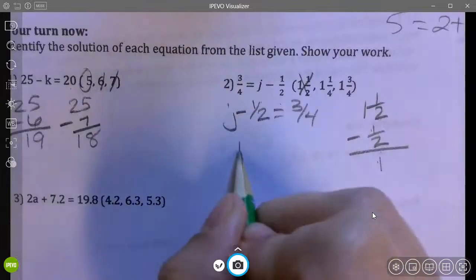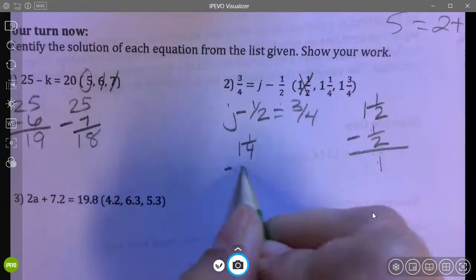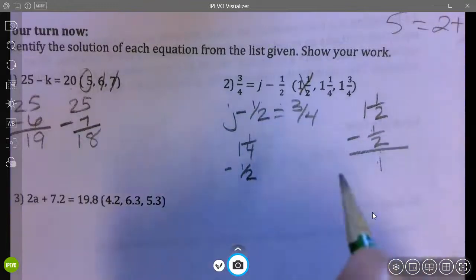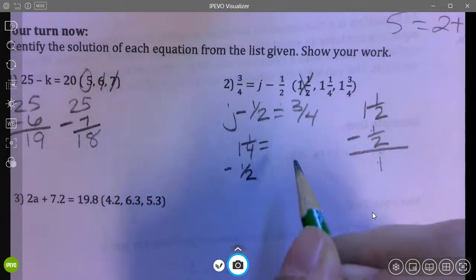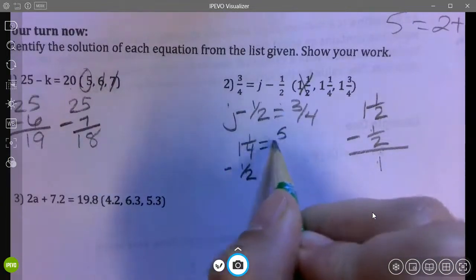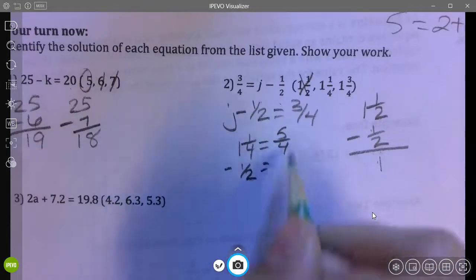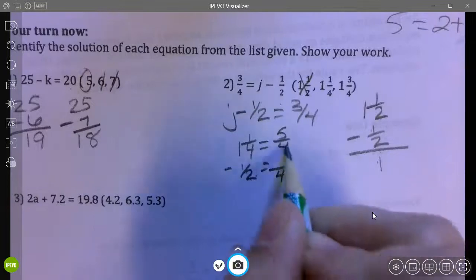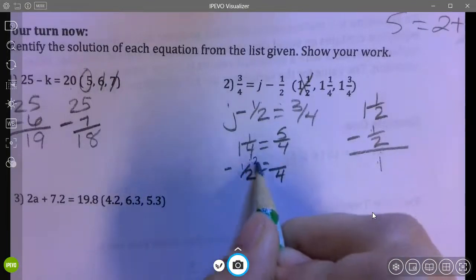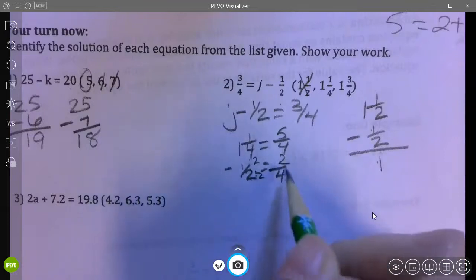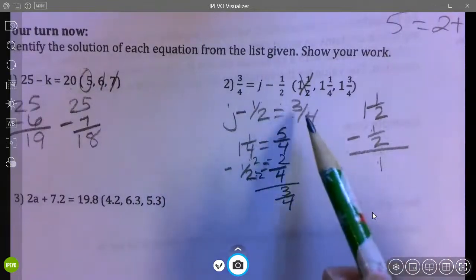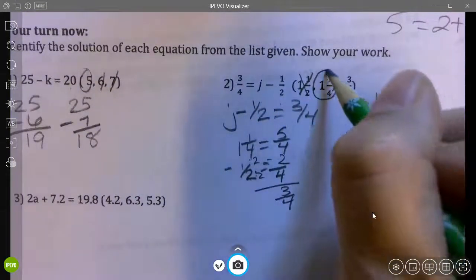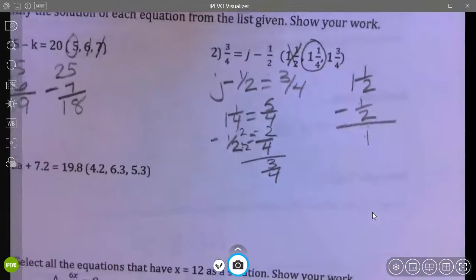My next one, I would do 1.25 minus a half. What I would do is convert this into an improper fraction, so 5/4. And then with this one, you need to have the same denominator. So 2 goes into 4. I'm just going to multiply both of these by 2, leaves me with 2/4, and I'm subtracting them. So 5 minus 2 is going to give me 3/4. What am I looking for? I'm looking for 3/4. So I want to go ahead and know that that is a solution.